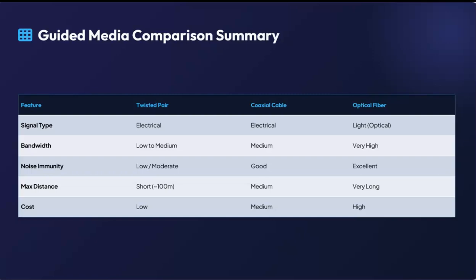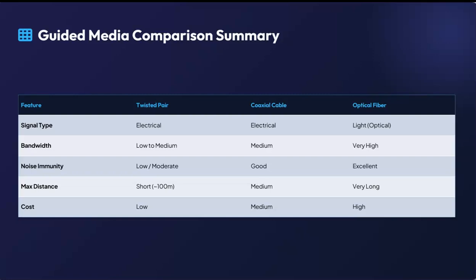Cost increases in the same order. Twisted pair is the cheapest, coaxial is moderate, and optical fiber is quite expensive. In terms of applications, twisted pair is mainly used in LANs and telephone networks. Coax is used in cable TV, CCTV, and broadband internet. Optical fiber forms the backbone of the internet and modern telecommunication systems.